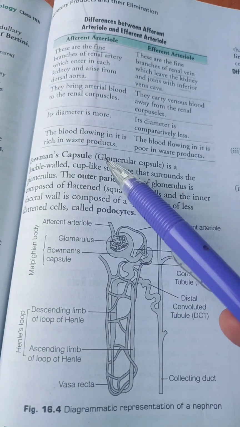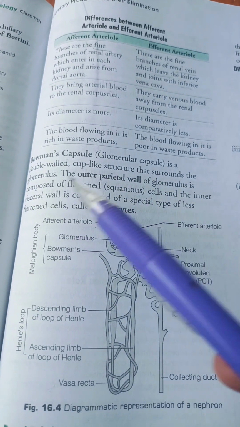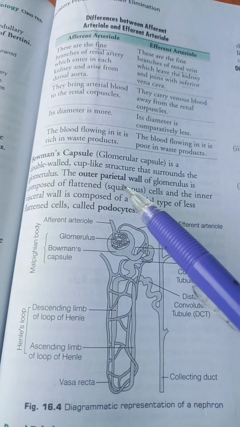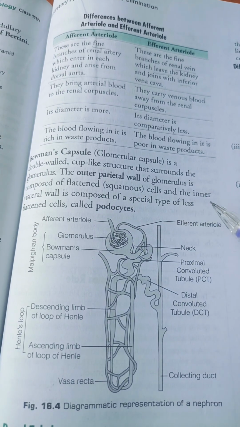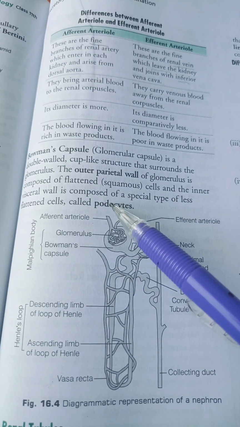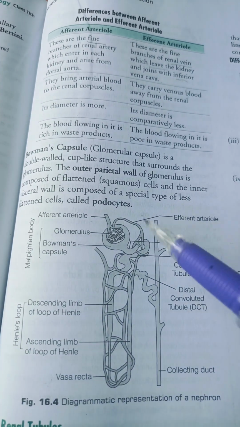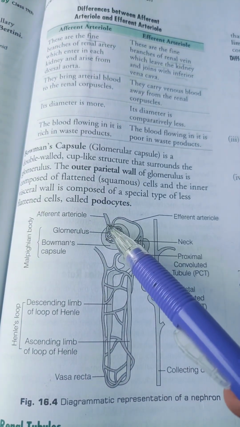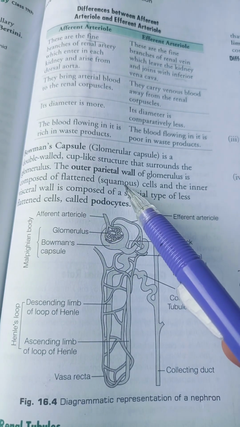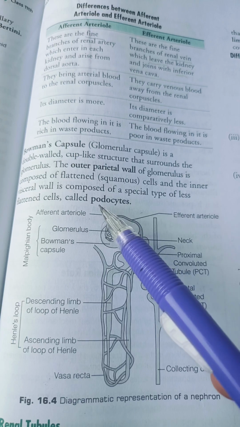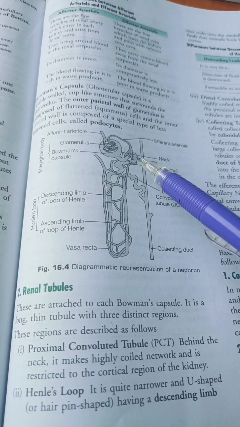Now the Bowman's capsule or glomerular capsule is a double-walled cup-like structure that surrounds the glomerulus. The outer parietal wall is composed of flattened squamous cells, and the inner visceral wall is composed of a special type of flattened cells called podocytes. So in this glomerular capsule, the outer is parietal, the inner is podocytes, or you can say squamous and flat cells.